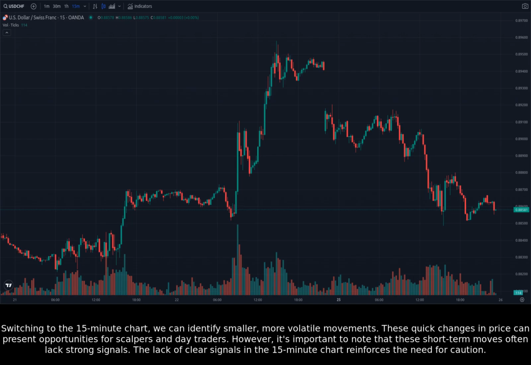Switching to the 15-minute chart, we can identify smaller, more volatile movements. These quick changes in price can present opportunities for scalpers and day traders. However, it's important to note that these short-term moves often lack strong signals. The lack of clear signals in the 15-minute chart reinforces the need for caution.